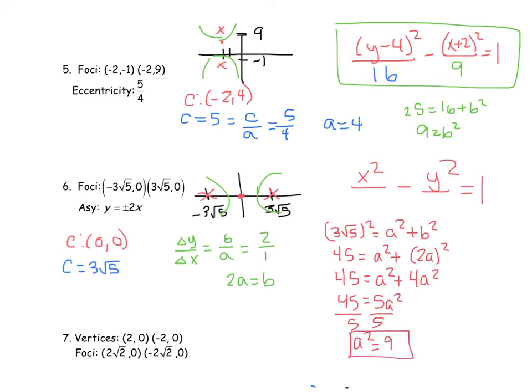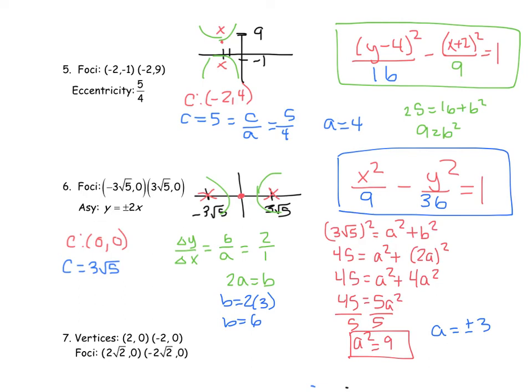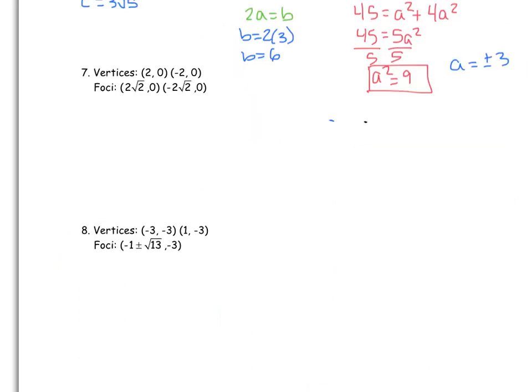So underneath x, I'm going to plug in 9. Then to get b, I could finish solving this one and say that a is plus or minus 3. So b is 2 times 3, which is 6, and then underneath y, I would square that and plug in 36. That's about as tricky as I'm going to make it for you, but it is something that you should know how to do. Okay, these last two I'm giving you are just back to vertices and foci, but the numbers that I'm giving you are not as nice to work with as the beginning ones.